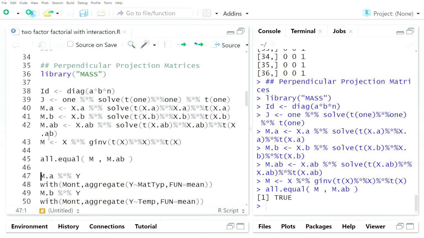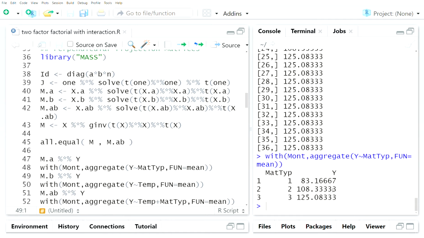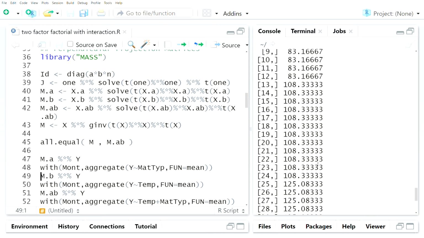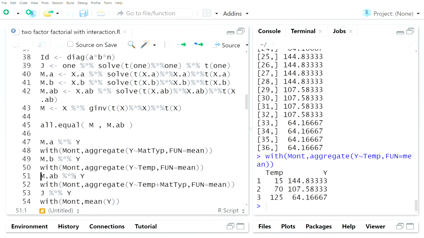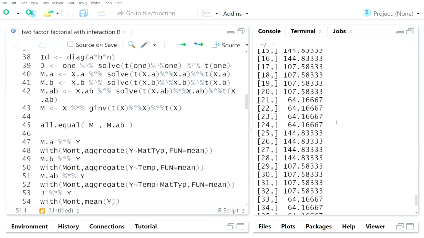Now, one important component is understanding that if we pre-multiply Y by one of these projection matrices, we should understand the structure of the mean vector that we get back. And so that's what we want to do. I calculate the mean for material types 1, 2, 3, and 4. And notice the mean vector is just repeated of those means. And then if we do that for the column space associated with factor B, then here are the means for each temperature. And then this mean vector just repeats those means.